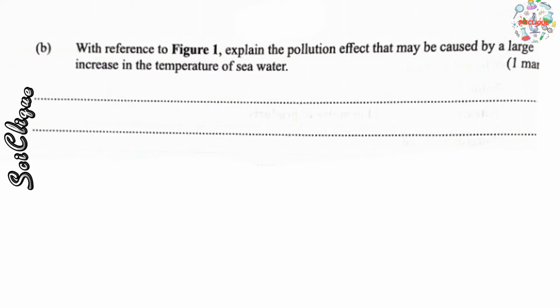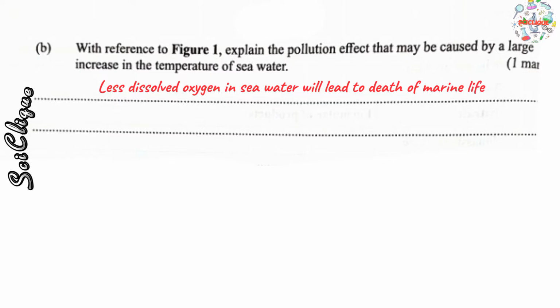So what happens if you increase the temperature of the seawater? As stated in part 1, an increase in temperature decreases the solubility of oxygen. So you're going to have less oxygen dissolved in the seawater than before. And this is going to be disastrous to the marine life, to the plants and animals that are present, because it means that less oxygen is going to be present in the seawater for them to utilize.